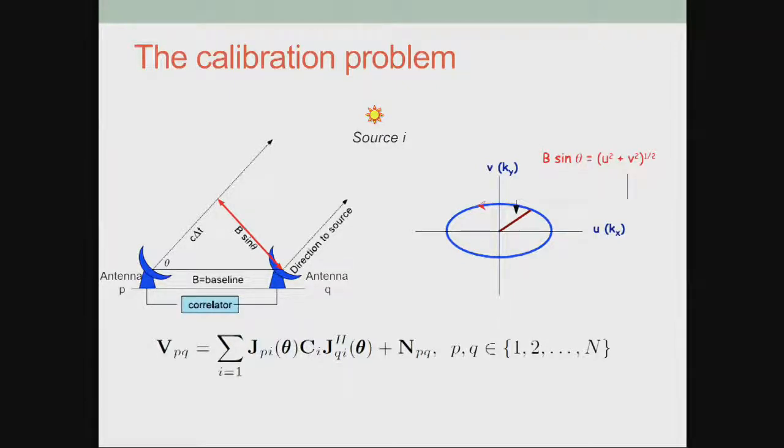They are one-to-one transformations. So if you get information in Fourier space, you get information in real space. You can image everything. You just Fourier transform your signal. The problem is that you don't cover your Fourier space completely, because you need an infinite amount of antennas and an infinite distribution of distances to do this.